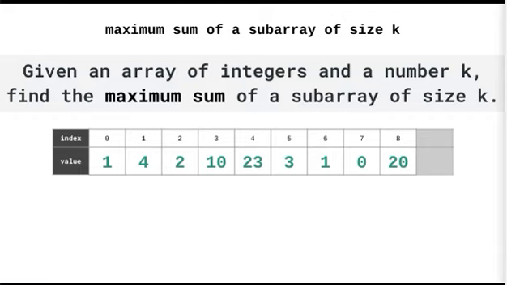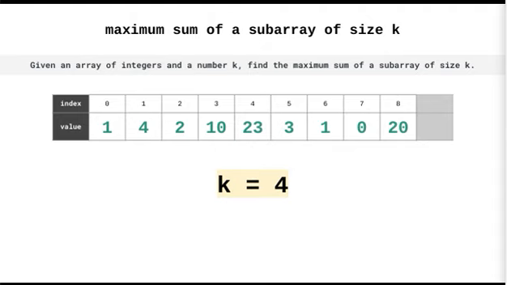Let's solve the maximum sum of a subarray of size k algorithm. Here is the array. The values are the numbers in green, and the smaller numbers above are the index positions. Notice our first index position is 0, and our last index position is 8, which means our array length is 9. In this example, k is equal to 4, so our subarray size will be 4.